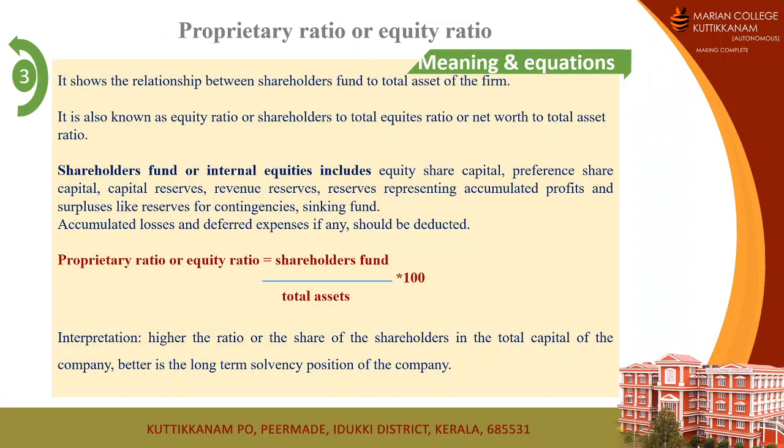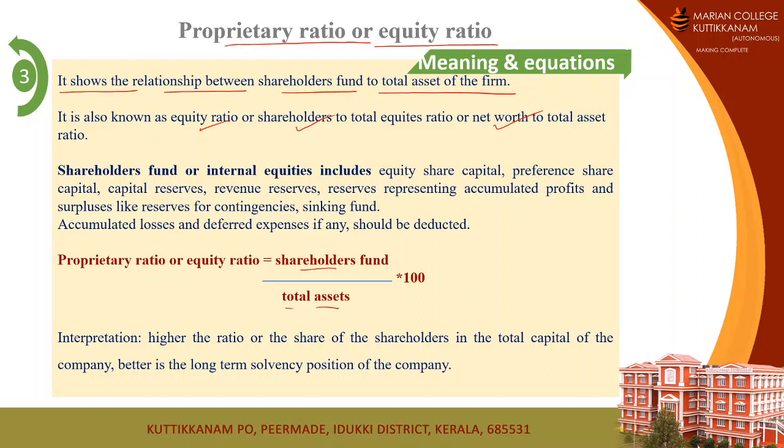Now we move on to another type of ratio, that is proprietary ratio, which is also called equity ratio. This ratio shows the relationship between shareholders' funds and total assets of the firm. It is also known as equity ratio, shareholders to total equity ratio or net worth to total asset ratio. This ratio can be calculated using the equation shareholders' funds divided by total assets. And if you want to express the same in percent, you just need to multiply the answer by 100.